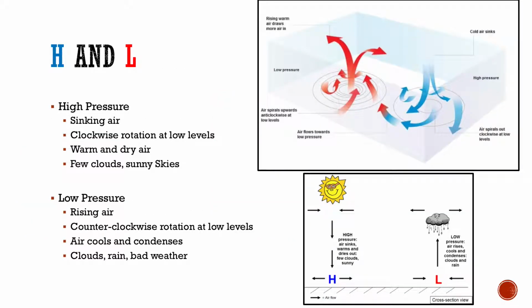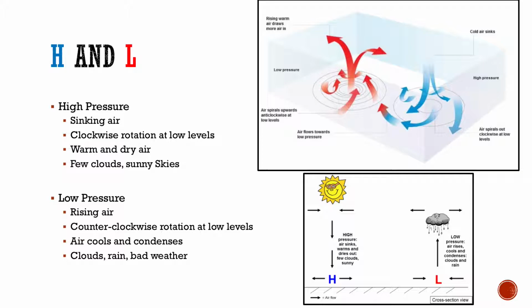First though, let's really quickly talk about that big H and that big L. If we look at the diagrams here, high pressure is sinking air. It's pulling all of that cool, dry air from aloft, from up in the atmosphere, down to the surface. As that air gets pulled down, it actually warms as it gets closer to the surface, and it produces clockwise rotation at the lower levels. Because of all this sinking air, it prevents clouds from forming most of the time, and so it leads to few clouds and sunny skies.